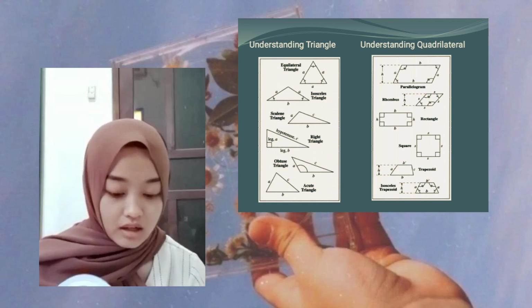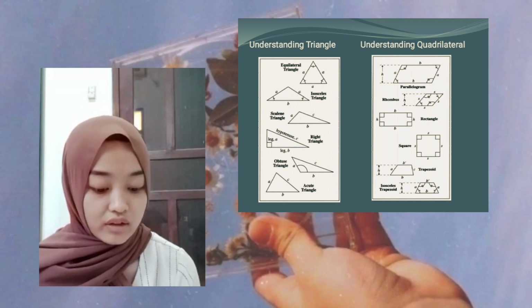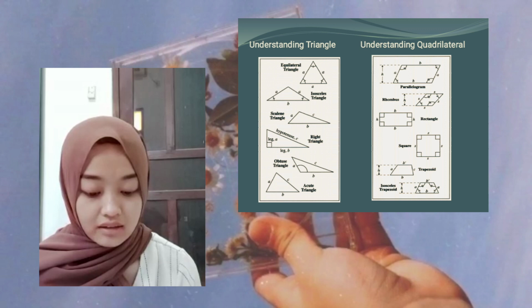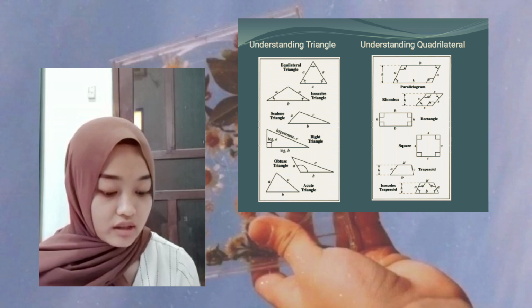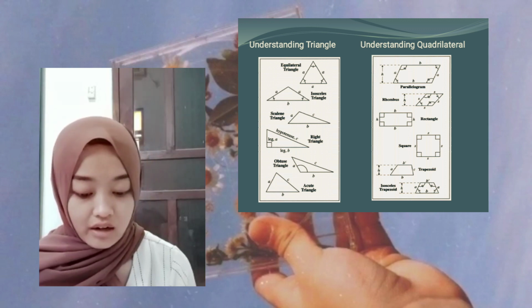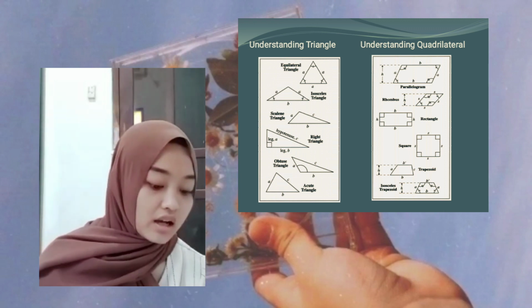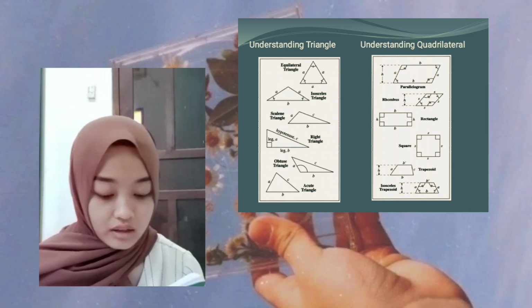3. A scalene triangle has no congruent sides. 4. A right triangle has one right angle. The hypotenuse is opposite the right angle. Its legs are the other two sides. The symbol for the right angle is a square corner.